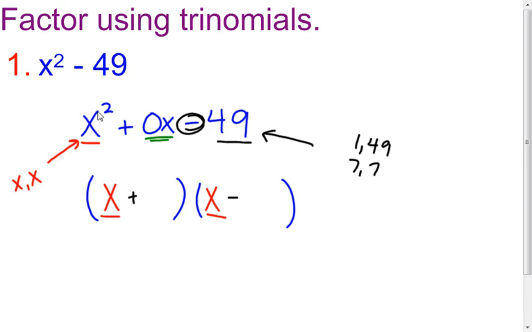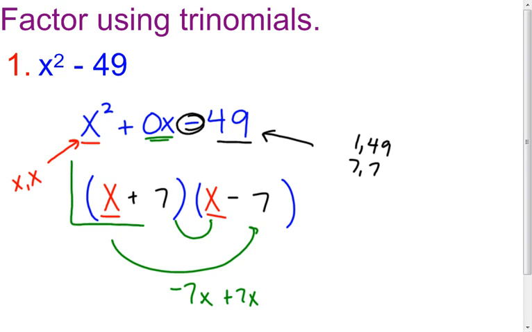So let's try 7 and 7. Now let's check. Our outsides is negative 7x, and our insides is positive 7x, and negative 7x plus 7x does make 0. I do want you to notice that 49 is a perfect square. The square root of 49 is 7. I want you to come up with some patterns here. That's how this one factors: x plus 7, x minus 7.